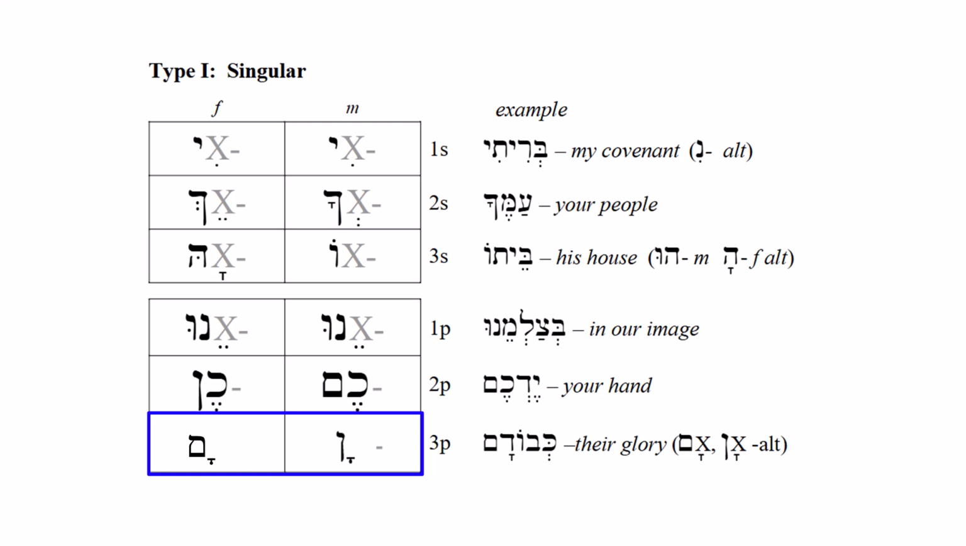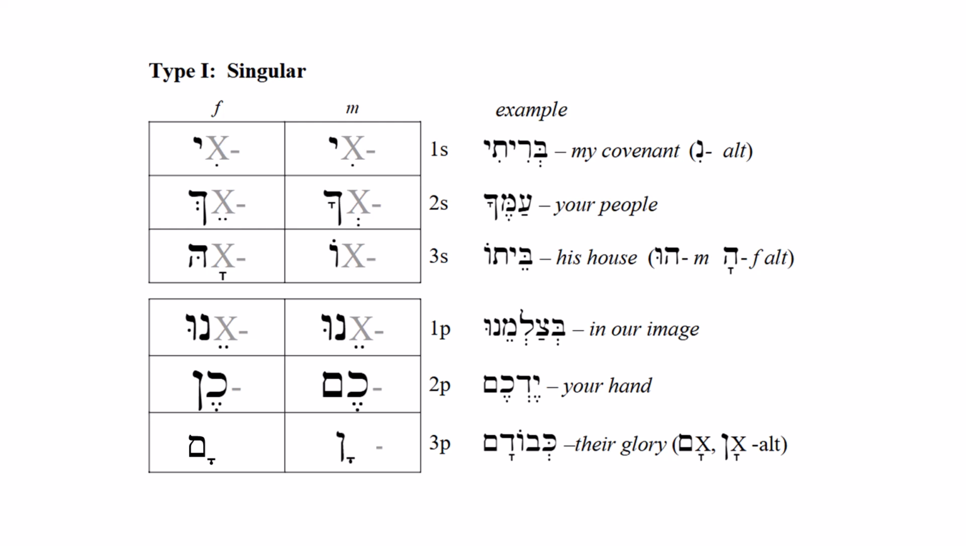So in this example, you have the word kevodam. That "dam" is coming from the third person feminine plural. And since it's in the third person plural, it is "they." So in this case, showing possession, it's their glory. Kevodam is coming from the Hebrew word for glory, kavod. Kavod means glory. So kevodam means their glory. It's plural, their, in the third person feminine plural.